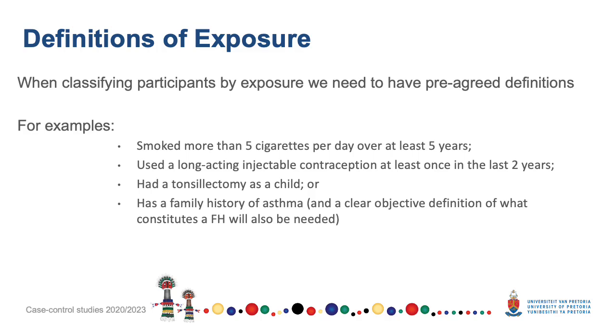So you might, for example, say, "Have you smoked more than 5 cigarettes a day on average over the last 5 years?" Or, "Did you have a tonsillectomy as a child?" Or, "Do you have a family history of asthma?" And there you need to be very clear about what you mean by a family history. You don't mean relatives by marriage and that sort of thing. So you need to be very explicit in your definition of exposure before you collect the information.